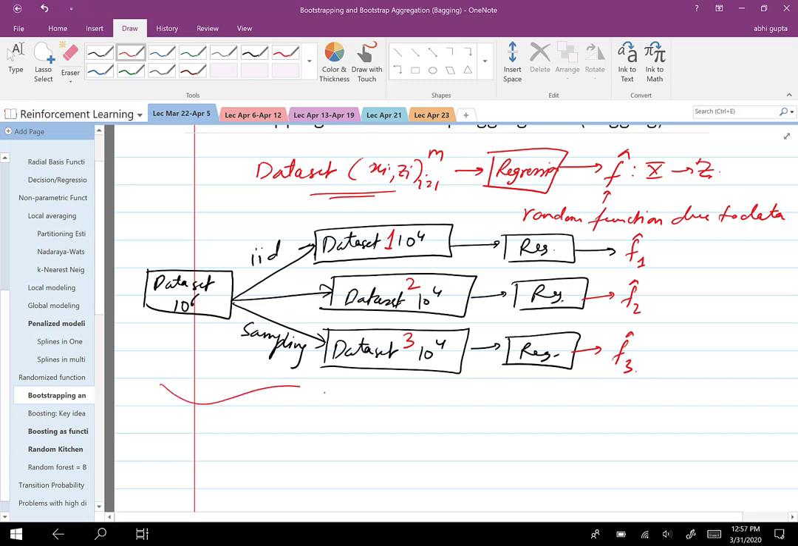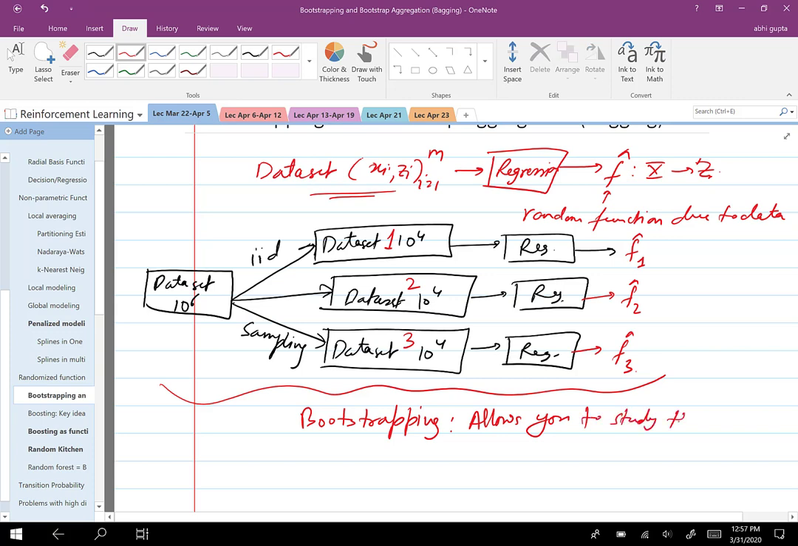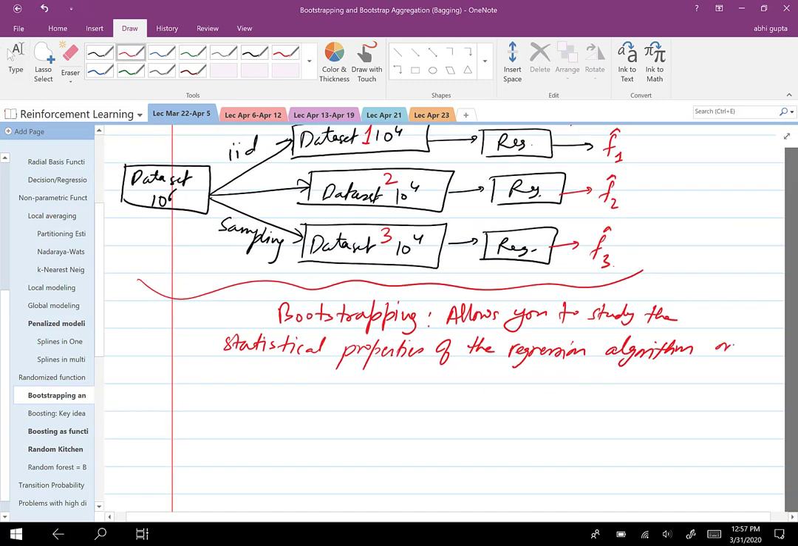So this whole process is known as bootstrapping, and it allows you to study the statistical properties of the regression algorithm on a data set. All right, so that's the idea of bootstrapping.